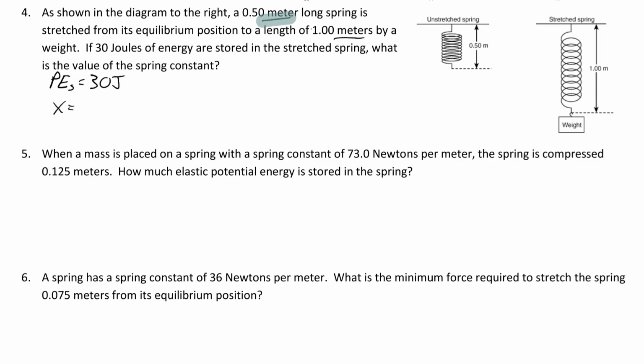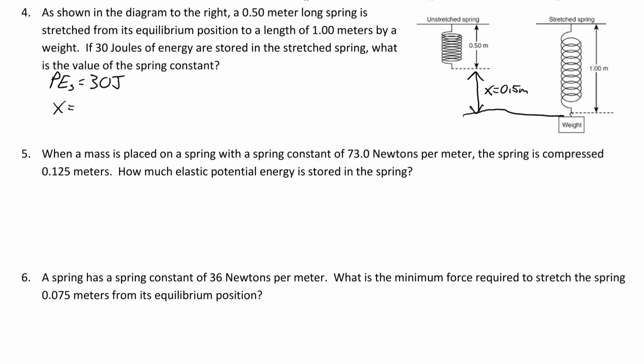And it's not a guessing game as to is it 0.5 or is it 1 meter. Remember, this is the unstretched spring. It's the length of the spring itself. And now the spring is 1 meter long. So the distance that it was stretched is equal to 1 meter minus 0.5 meters. So that's equal to 0.5 meters. So x is equal to 0.5 meters. It's the difference in the two lengths in this case.